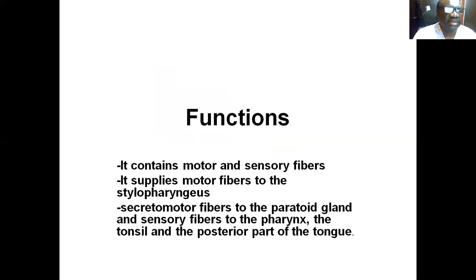It is important that I very quickly talk to you about the functions of the glossopharyngeal nerve. It contains motor and sensory fibers. You must remember that. And it supplies its motor fiber to the stylopharyngeus. And then the secretomotor fibers, which I told you earlier on, that is parasympathetic, is supplied to the parotid gland, and sensory fibers to the pharynx, the tonsil, and the posterior part of the tongue.